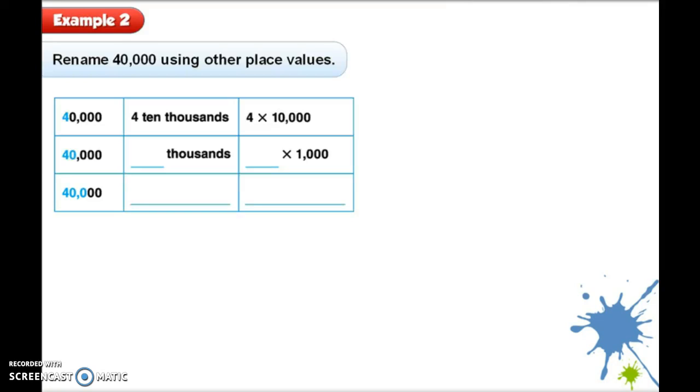Okay, this is the chart at the bottom of page 10. Rename 40,000 using other place values. So 40,000 is 4 10,000s, or 4 times 10,000. How many thousands are in 40,000? 40. So that is 40,000, or 40 times 1,000. Now, what do you think the next box should say?